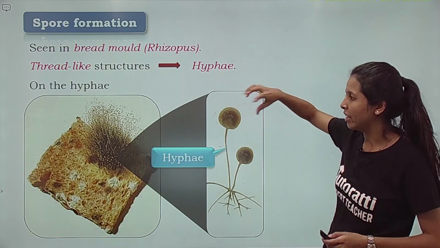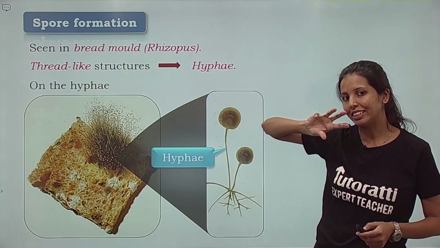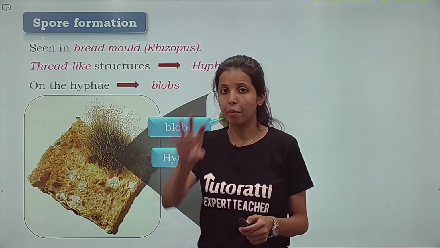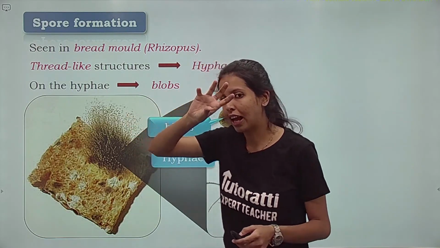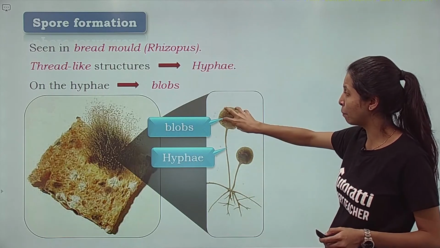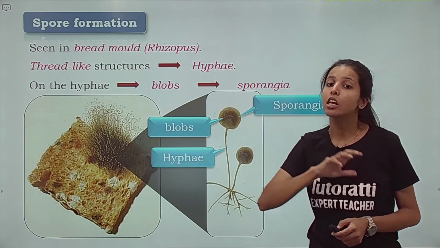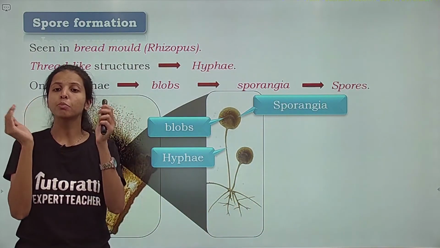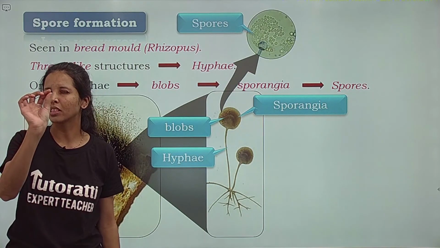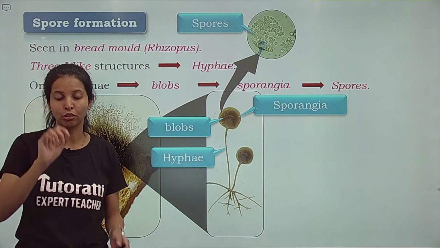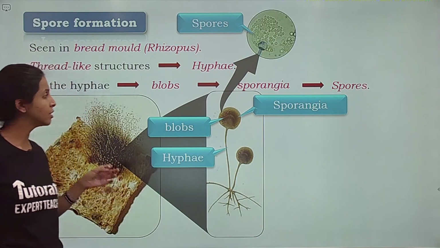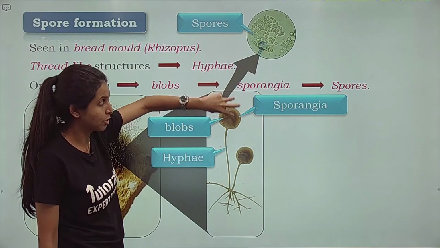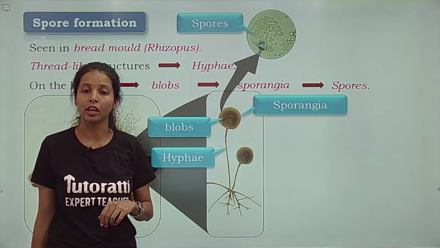On the hyphae, can you see that round colored thing? Yes. On the hyphae there are blobs. The round structures that you can see, hyphae के ऊपर होते हैं blobs. Blobs are also called sporangia. Sporangia के अंदर होते हैं spores, tiny दाने दाने जैसे structure, very microscopic structure, they are called spores. So there are blobs, the blob is a round circular structure called sporangia, sporangia के अंदर होते हैं spores.